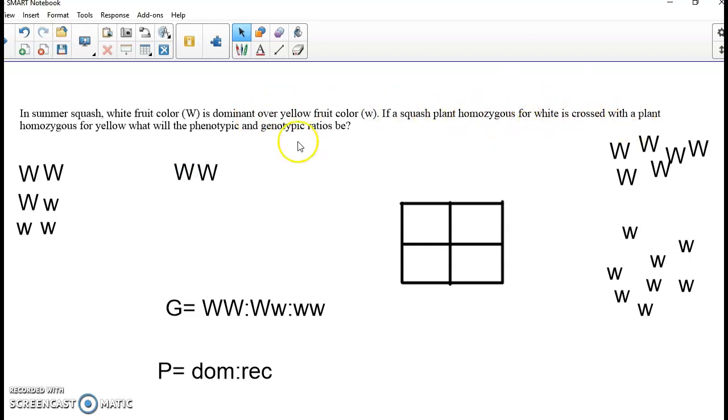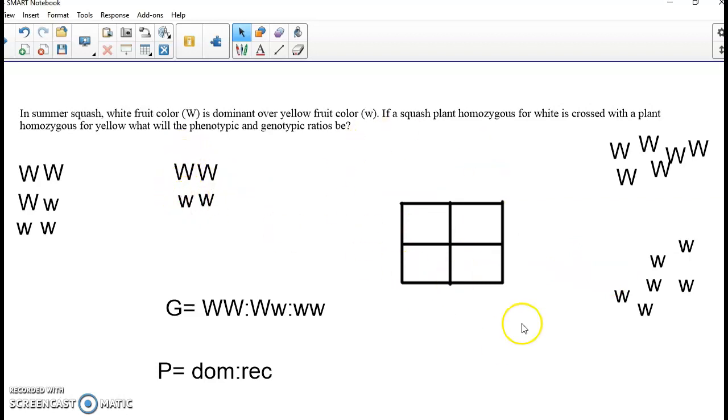It is crossed with a plant that is homozygous for yellow. So homozygous for yellow, homo means same, but now we know yellow is going to be the recessive allele, so that is going to be little w, little w. So I want to know what is going to happen in a cross between these two parents.